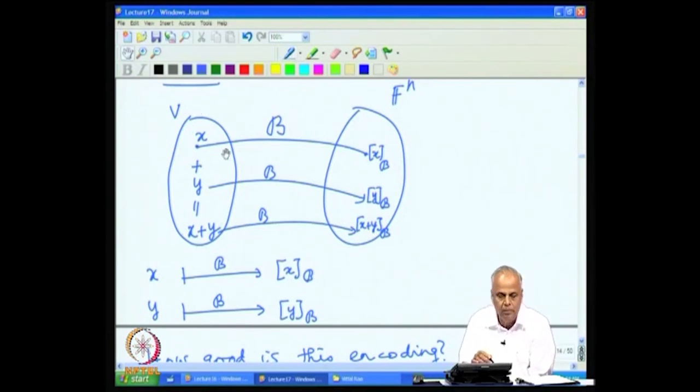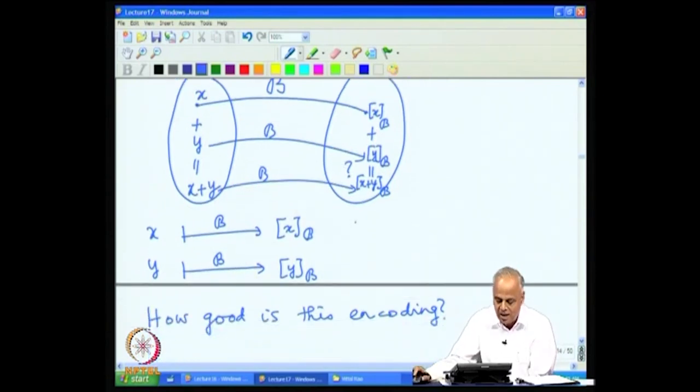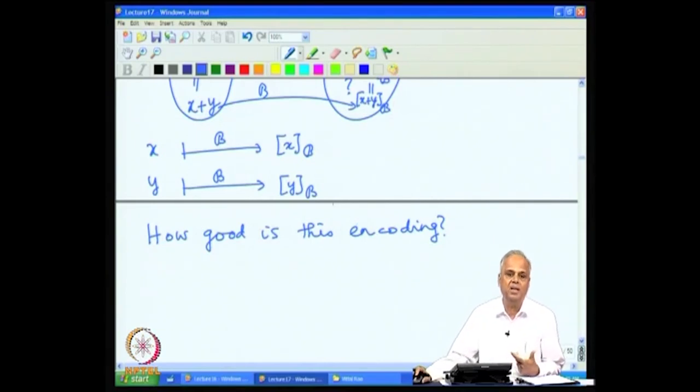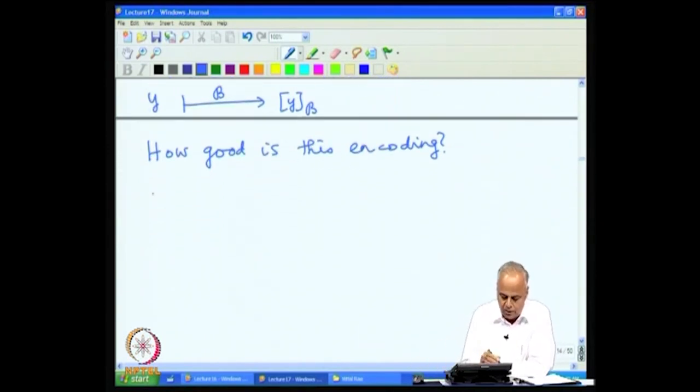Suppose we do the addition after encoding: we encode x, we encode y and then add, instead of adding the vectors x and y and then encoding. Will I get the same? That is the question. In other words, if we add and encode or encode and add, do we get the same answer? If so, it is good, because then we know that the digitized version preserves additions. If you can add on this side, you can add the digitized versions also. Let us look at this.